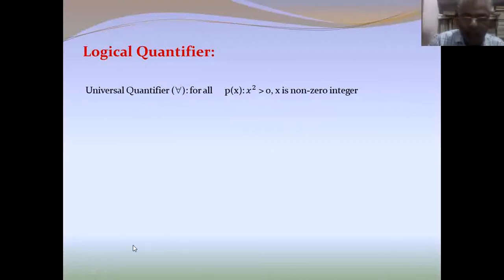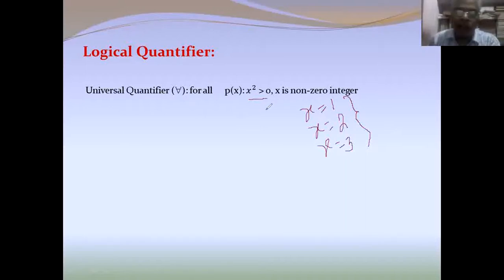For this, if we take x equal to 1, then it is 1, which is greater than 0. If x equal to 2, then it is 2 to the power 2, 4, which is greater than 0. If x equal to 3, then it is 3 to the power 2, that is 9, greater than 0. So for all non-zero integer values of x, this formula is always true. Then it is denoted by for all. But if for any one value it is not true, then it is not called universal.